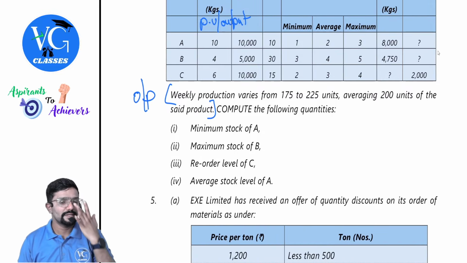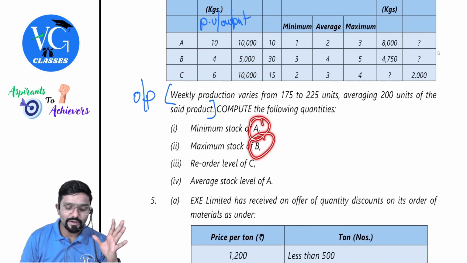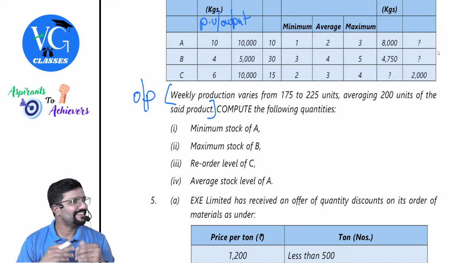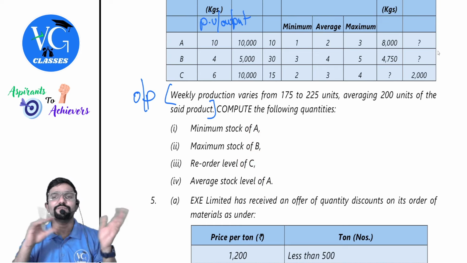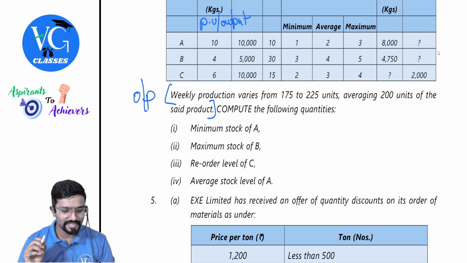Compute the following quantities. Minimum stock of A, maximum of B, reorder level of C, average stock level of A. They have not asked for all three. From one raw material they have asked. Okay, sir. Let us do it. Let us not disappoint them, sir.